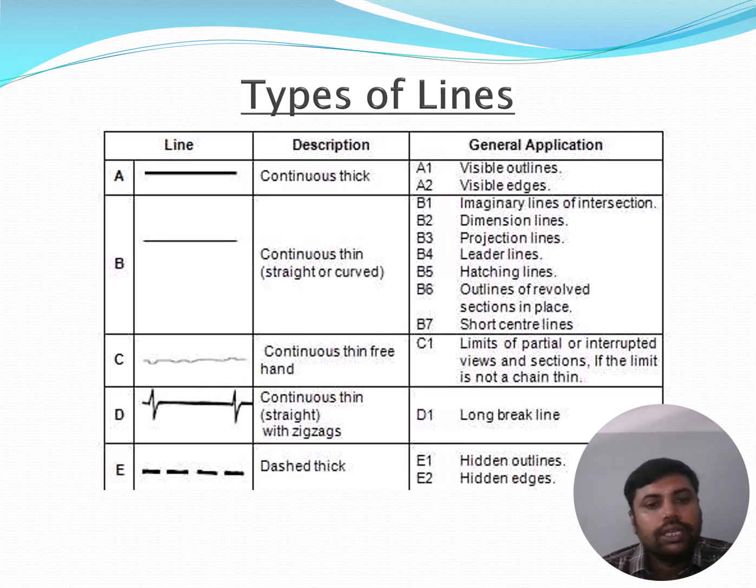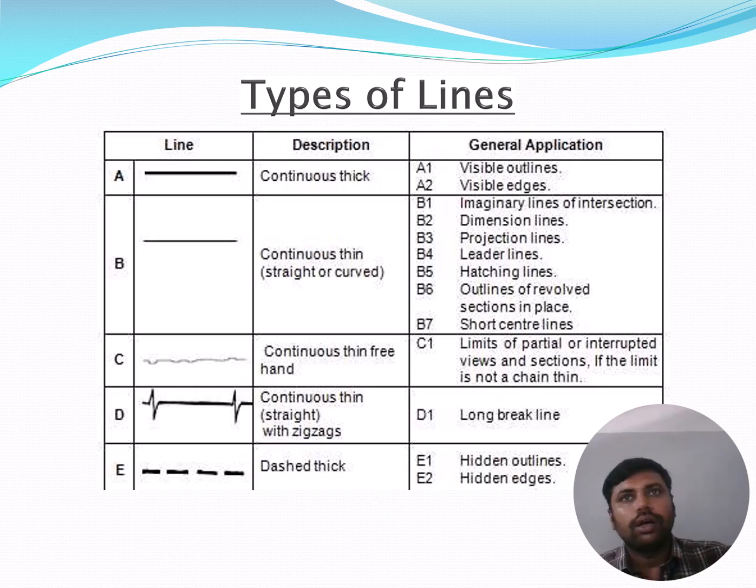Otherwise, thick lines are used for visible outlines or edges. Thin lines are for dimension lines, projection lines, leader lines, hatching lines, outlines, and short center lines. For freehand sketching, we use continuous thin freehand lines. Then continuous thin zigzag lines we use for long break lines.